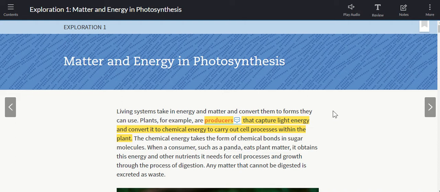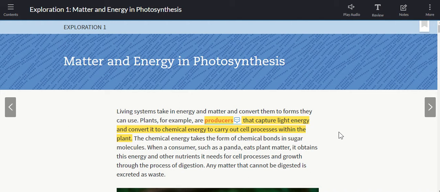In photosynthesis, it's important that we identify the specific type of organism that can perform this process, and we call those organisms producers. Another name you might hear later on is autotroph. But a producer is any organism that can capture light energy and turn it into chemical energy that cells can use for their cell processes.